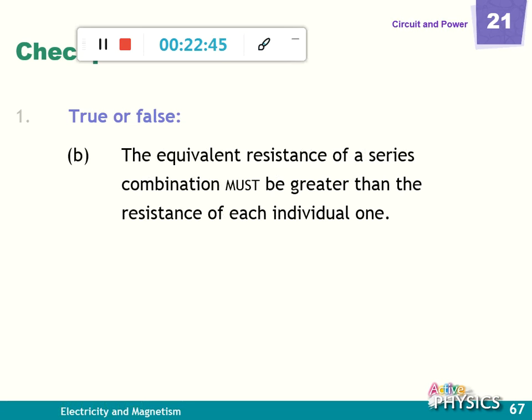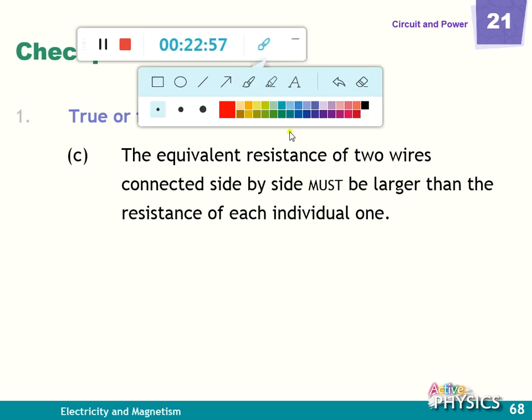Part B, the equivalent resistance of a series combination must be greater than the resistance of each individual one. This one, of course, yes, because we know that R equivalent should be R1 plus R2, like that. Then you can see that this one is the addition without any negative value. So combining them together should be greater than the individual ones.